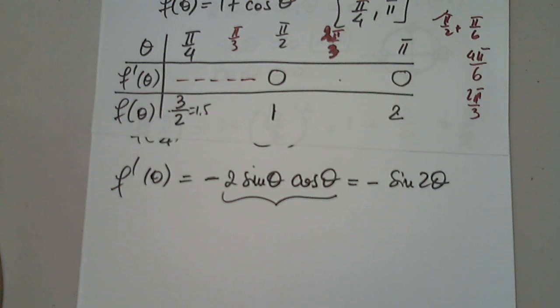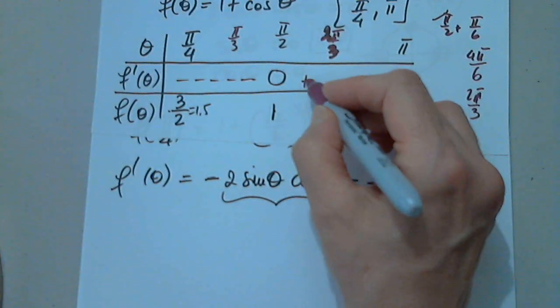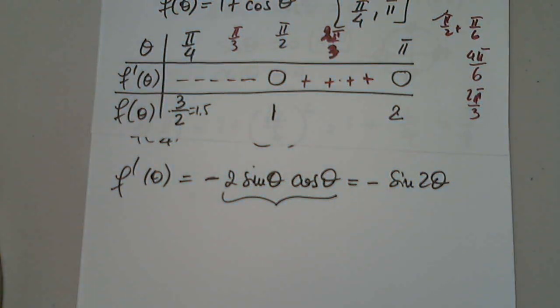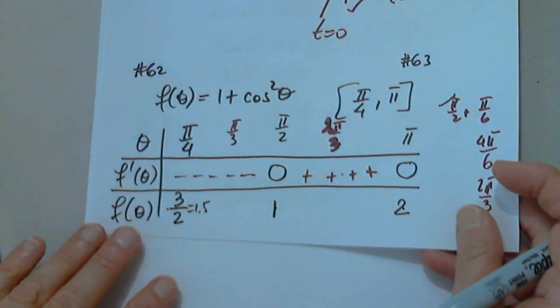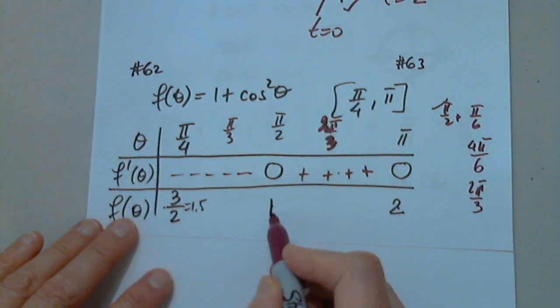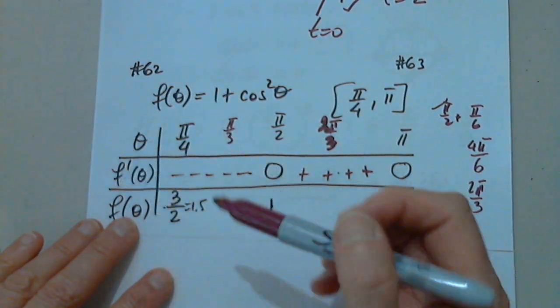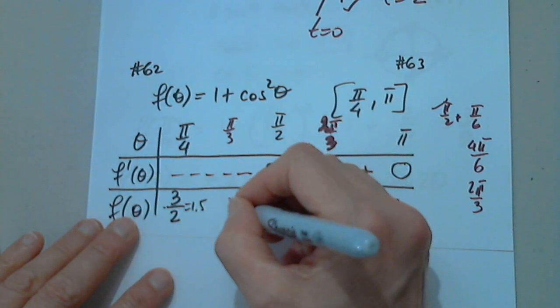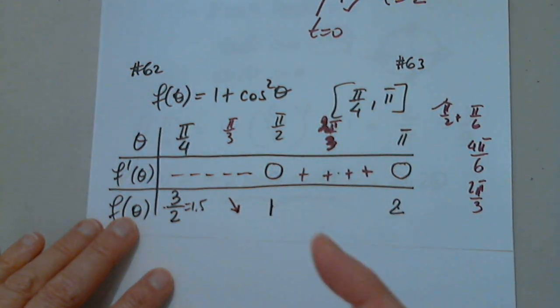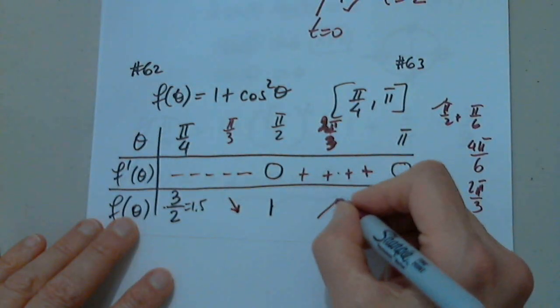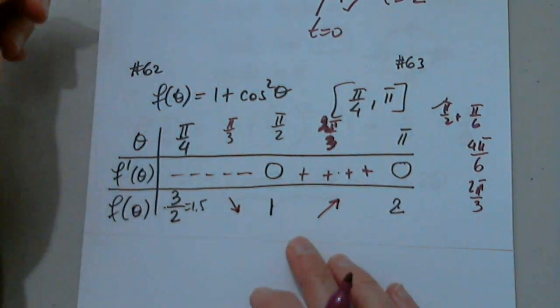And for 2 pi over 3, 2 pi divided by 3, I get a positive number. And now the moment of truth. This is when we catch our mistakes. Okay, from 1.5 to 1, the function is decreasing, and that's supported by the sign of the first derivative. From 1 to 2, the function is increasing. Yes, indeed, and it's supported by the sign of the first derivative.